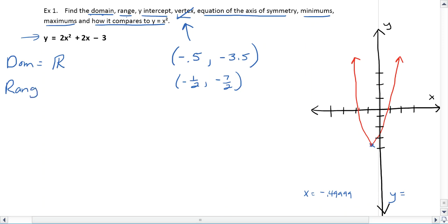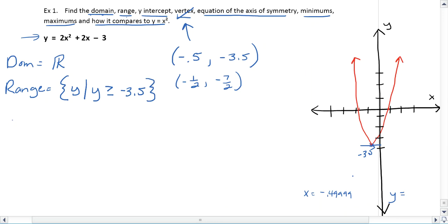But the range, however, we do have a limit. This parabola doesn't exist down here as we get below a certain point. So we're going to say the range is the set of all y's such that y, now we look right here, that's the lowest that this goes, and this point is the vertex. We're down at negative 3.5. The parabola only exists above that. So I would say that y is greater than, and it includes the vertex, so it's greater than or equal to negative 3.5.